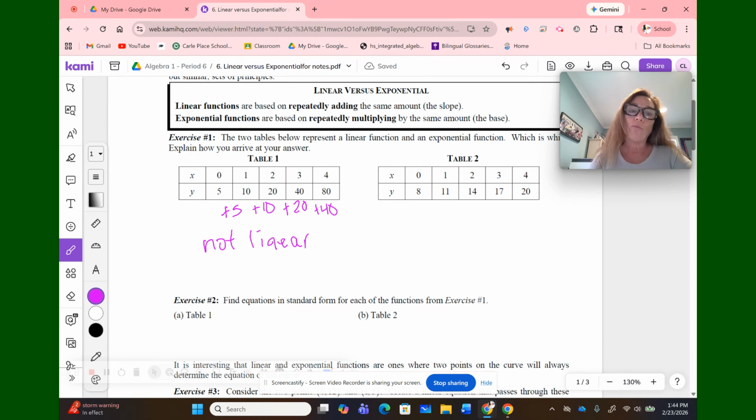So now what makes it exponential? I want to try to find out if it's being multiplied constantly. So I do know that 5 times 2 is 10. 10 times 2 is 20. 20 times 2 is 40. 40 times 2 is 80. So it is definitely exponential. And it's because it's being multiplied by 2.